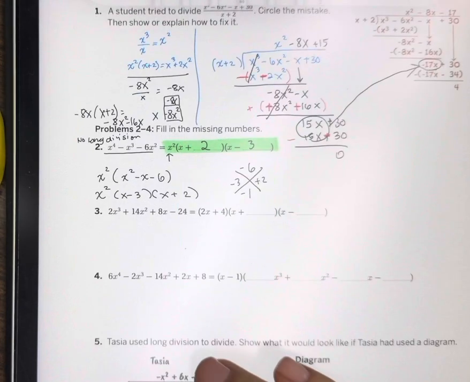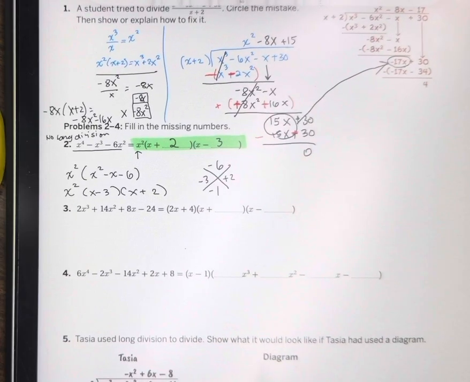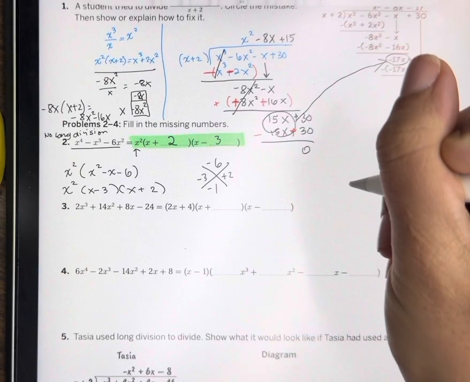Let's keep going to number 3. Number 3, they don't say do long division, so we don't have to do long division. How about this? How about we do one of these with long division and one of these not with long division? So let's do this one with long division, okay?